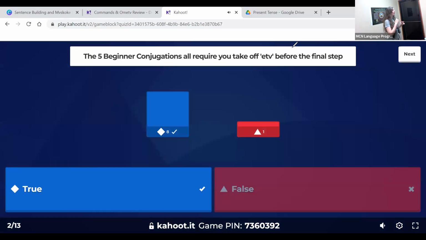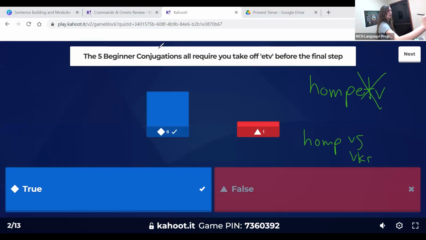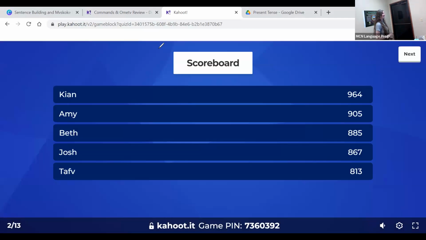Nice. Most people got that one right. True. Remember, for ida, say we do home ida, for all of the beginner conjugations, that first step is always drop that ida. So we have home, and then we add our us, ux, ibus, igot, agis. Right? So all of them require us to get rid of that ida first. Okay. Next.